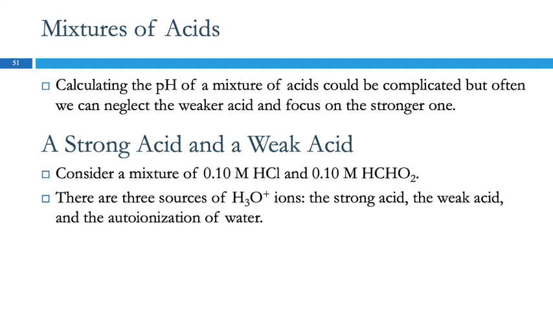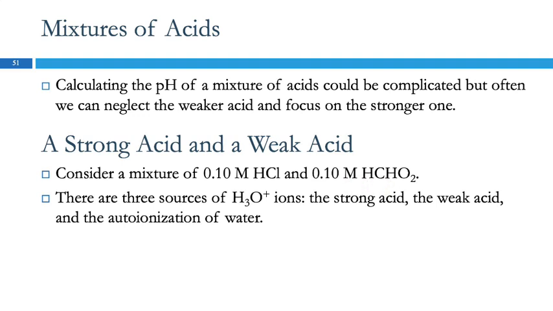Mixtures of acids. Now things are going to get interesting. If you have a mixture of acids, calculating the pH can be complicated. But many times we can ignore the weak acid and just focus on the stronger acid. So here we're going to look at a strong acid and a weak acid, a mixture of 0.10 molar hydrochloric acid and 0.10 molar formic acid.